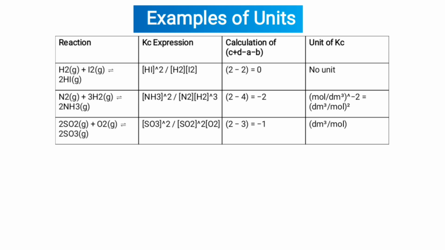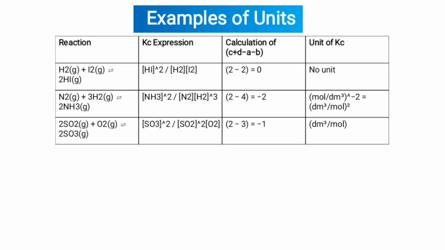Second reaction, N2 gas plus 3H2 gas gives 2NH3, also gas. Now Kc is concentration of NH3 to the power 2 divided by concentration of N2, concentration of H2 to the power 3. Calculation of c plus d minus a minus b is 2 minus 4, which is equal to minus 2. And unit of Kc is mole per decimeter cube to the power minus 2, which is equal to decimeter cube per mole, whole power 2.